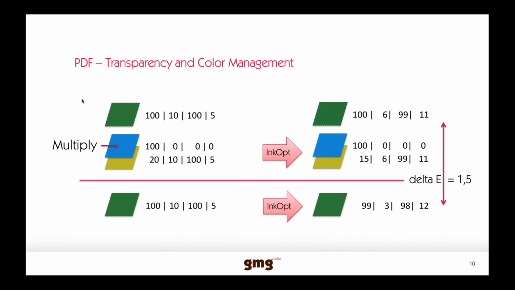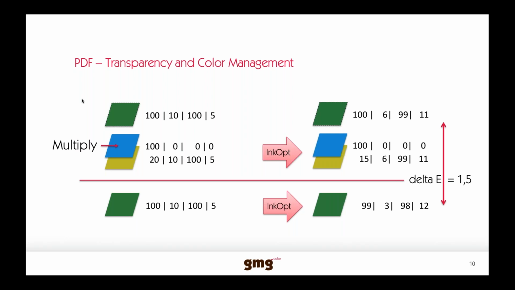Then we have, and we will see it in an example afterwards also, this multiplication. For example, you have this green and bluish color on the left side, and what will happen when we ink optimize these files, and what will happen if we ink optimize and flatten the file, and if we ink optimize and don't flatten the file. So normally there must be two completely different colors.